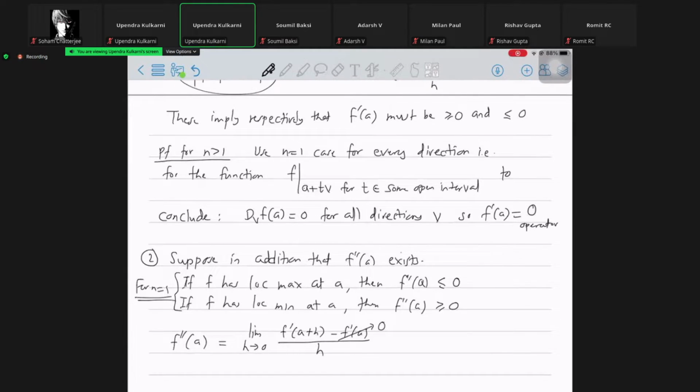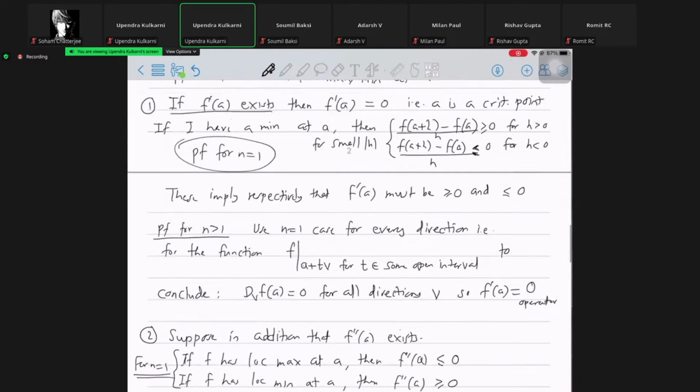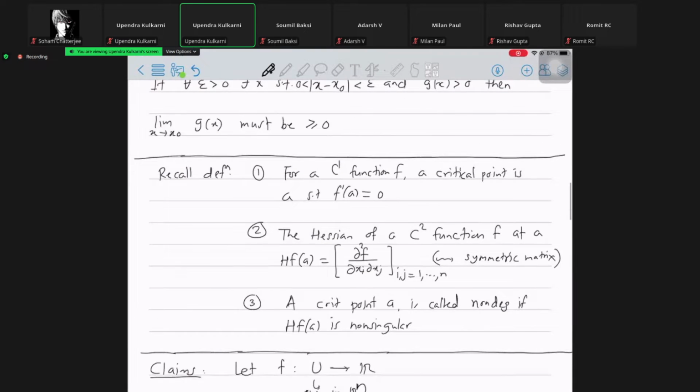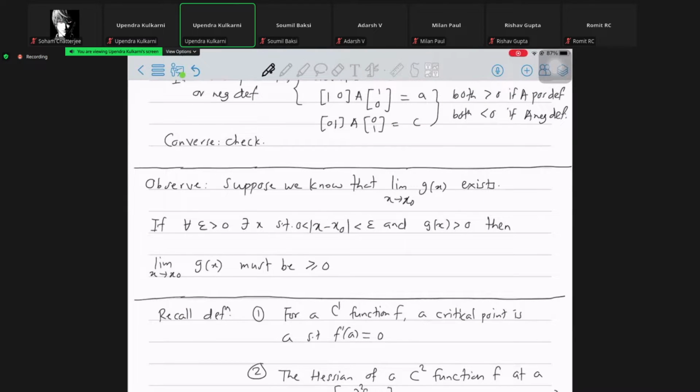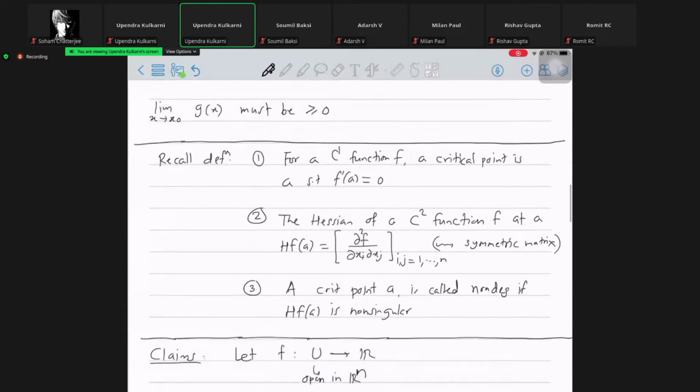So now I go back to my observation. Remember the observation that we had. What is going to play the role of g of x is this function f prime.